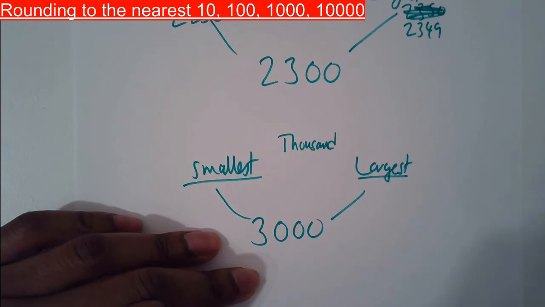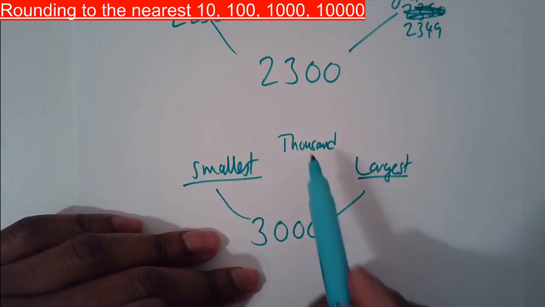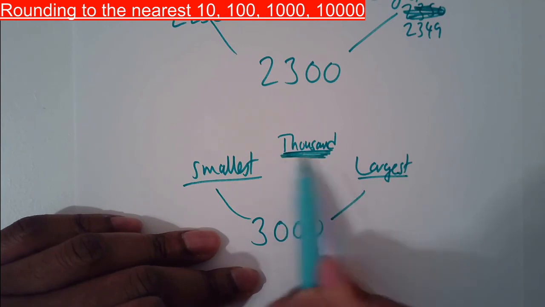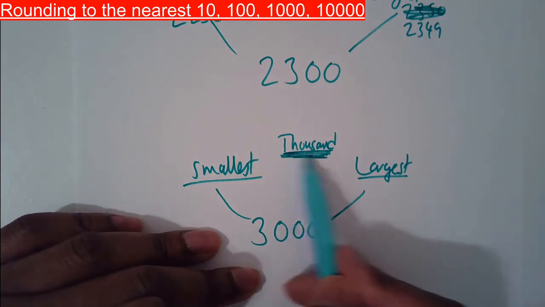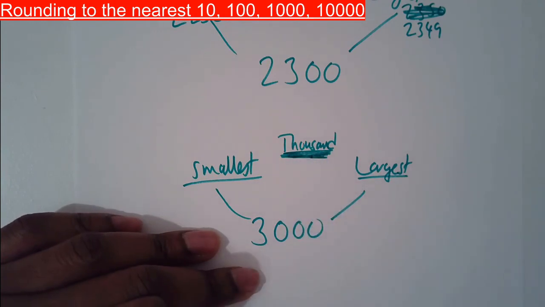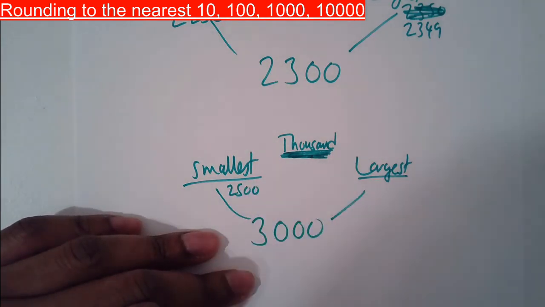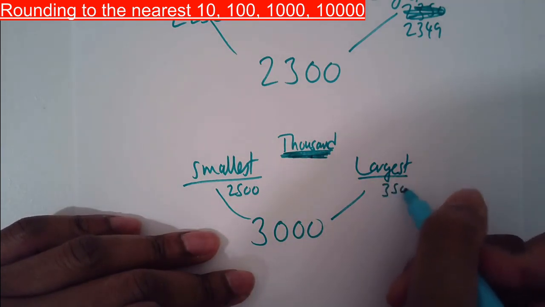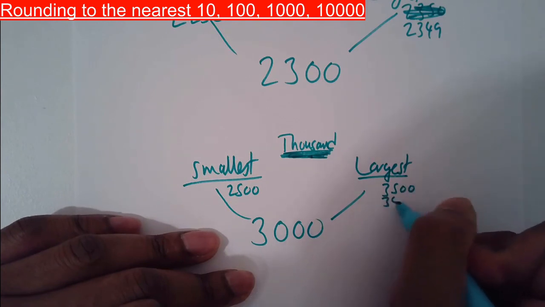Right, this one's slightly different. Okay, think about the largest number and the smallest number that when rounded to the nearest 1,000 gives you 3,000. So see that 1,000 there? Half of 1,000 is 500. So you subtract 500 from this, get 2,500. And then you add on 500 to this, but then subtract 1. That would be 3,499.